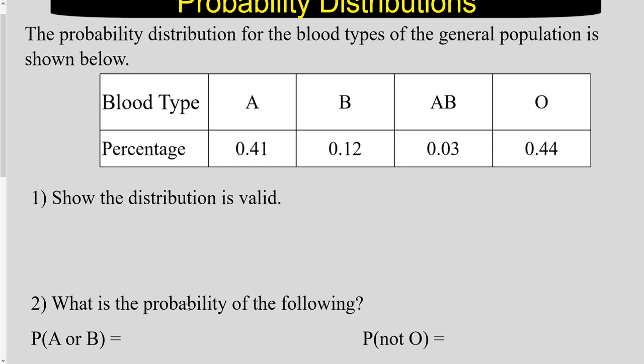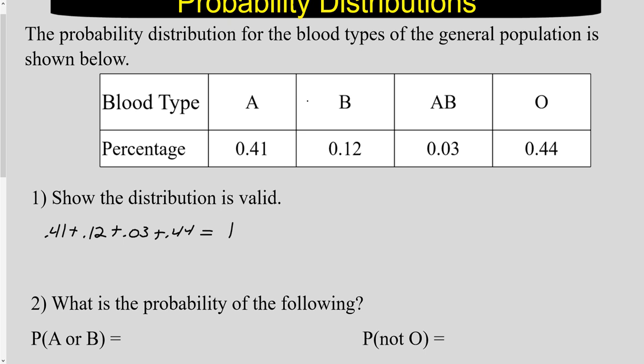So this is the probability distribution for the blood types of the general population. 41% of the general population has type A, 12% type B, 3% AB, and 44% O. When it says to show that the distribution is valid, what that means is show that the probabilities, when added together, are going to give us 100% or a 1, right? Because otherwise that would mean that there's some population that's not accounted for in this table.